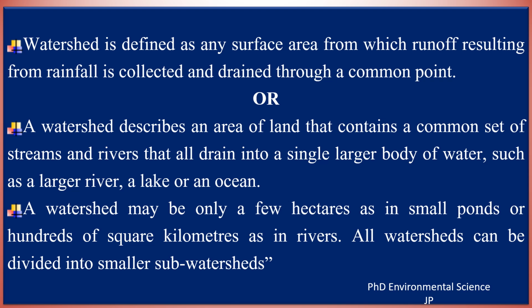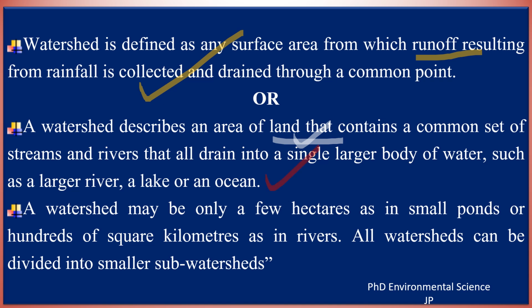Watershed, also known as drainage basin or catchment area, is defined as any surface area from which runoff resulting from rainfall is collected and drained through a common point. It describes an area of land that channels all the precipitation and runoff to a specific common point, which could be a river, lake, or ocean.